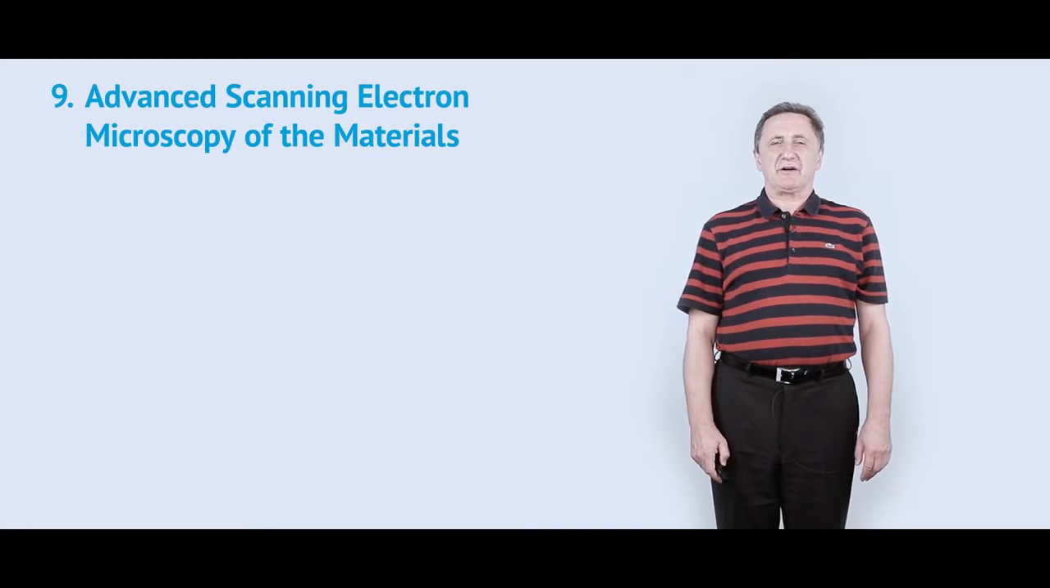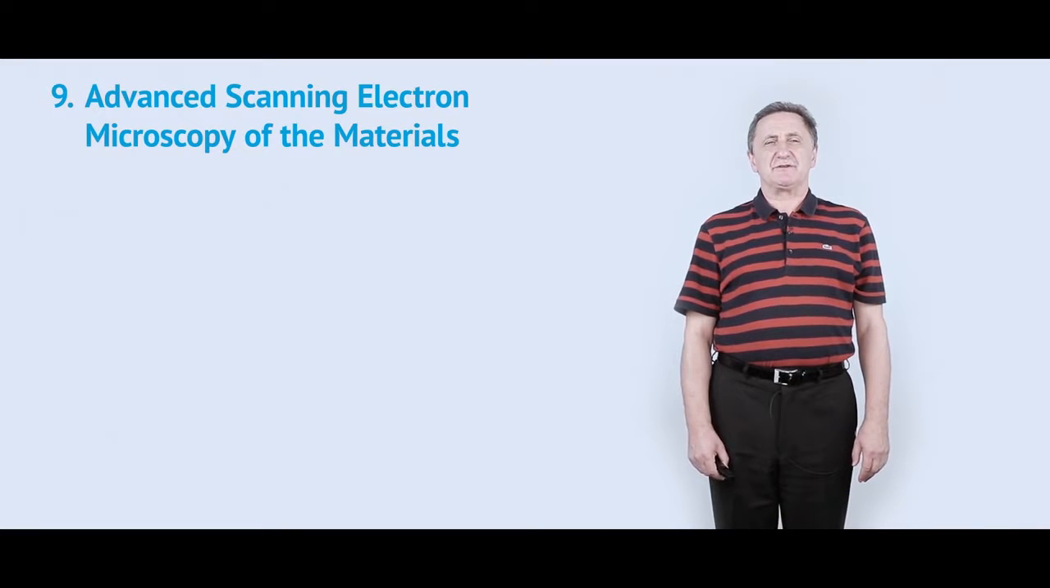Dear friends, this lecture is devoted to one more widely used method for material science investigation. I'm talking about scanning electron microscopy. Indeed, if you remember, we outlined 3 different levels of material structure, including atomic, crystalline, and microstructure.